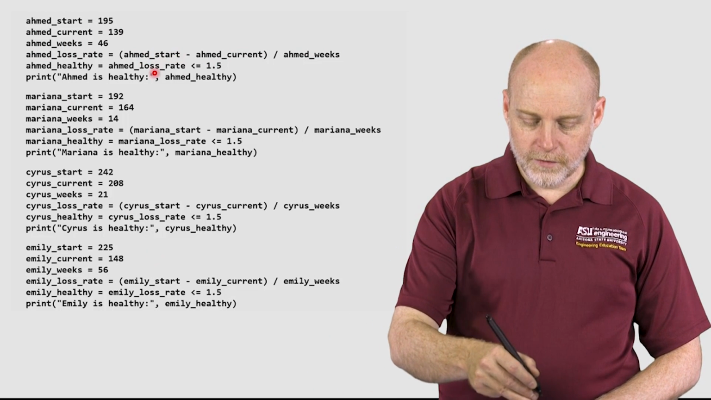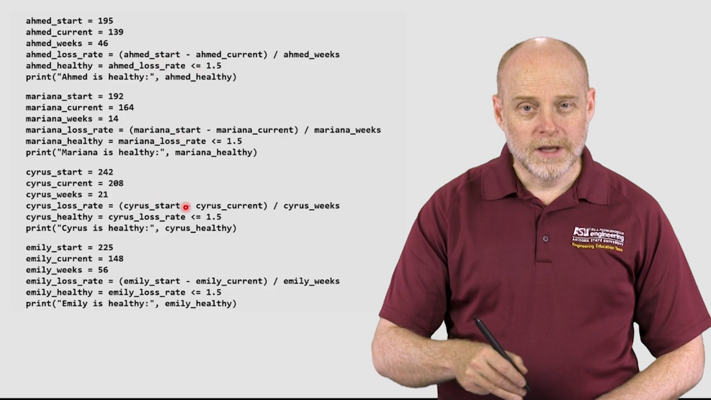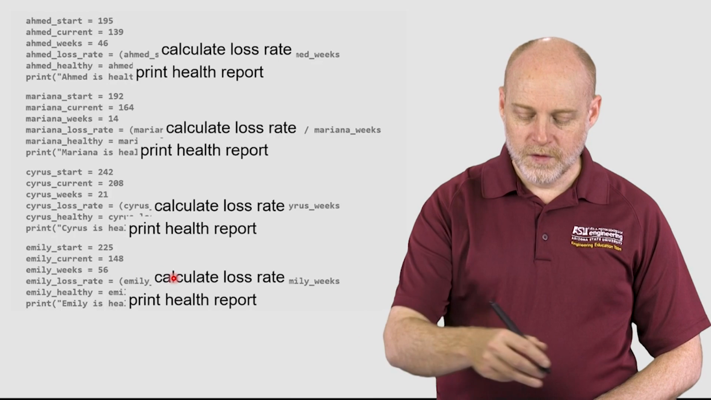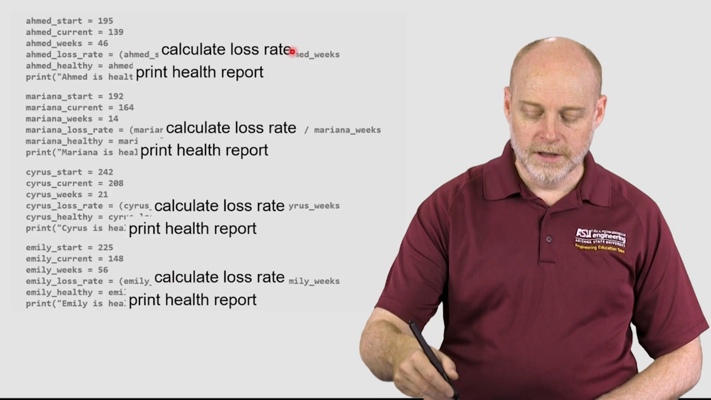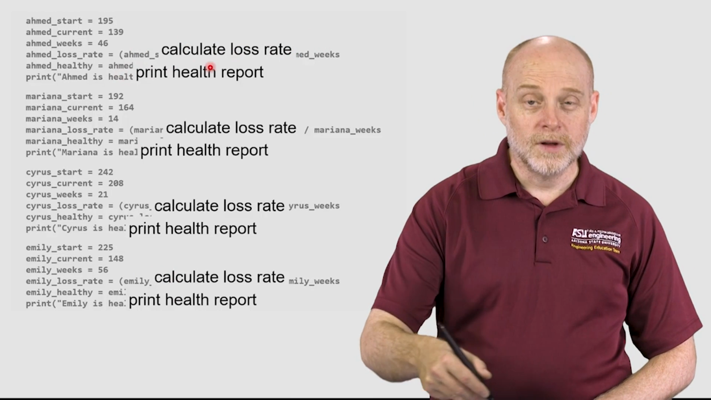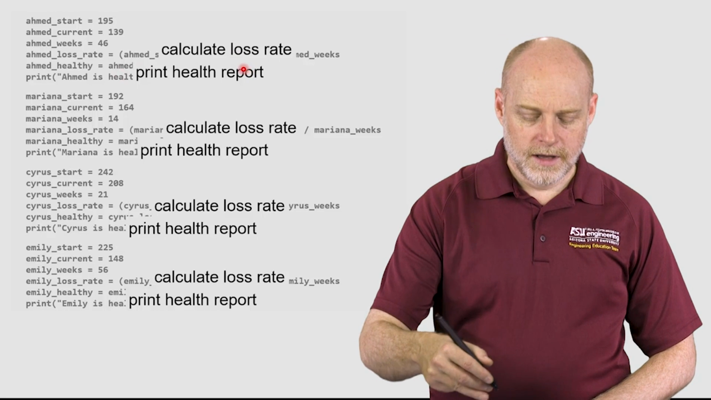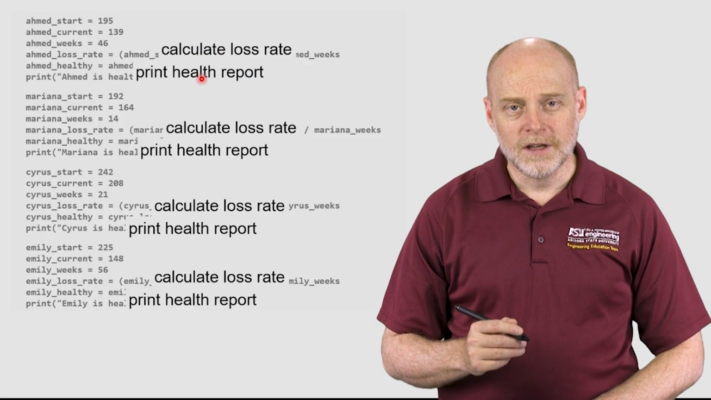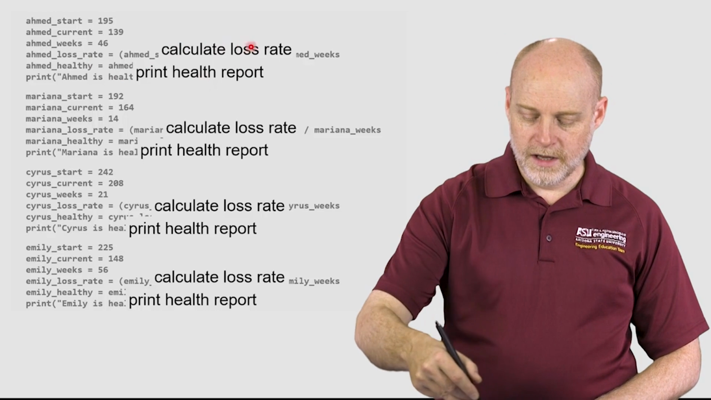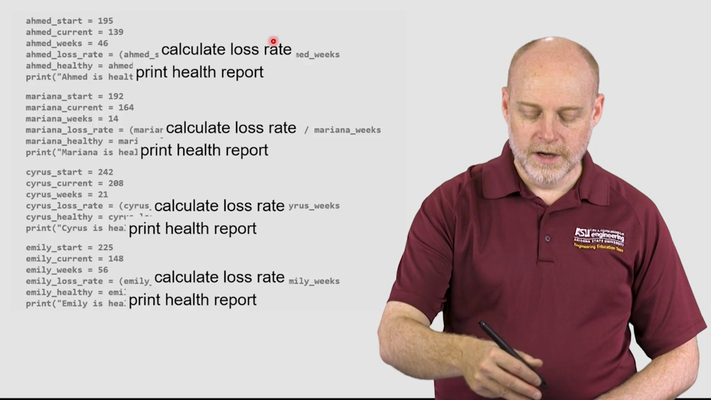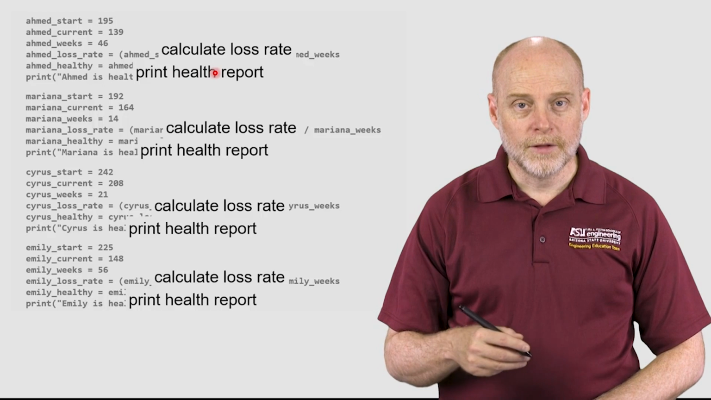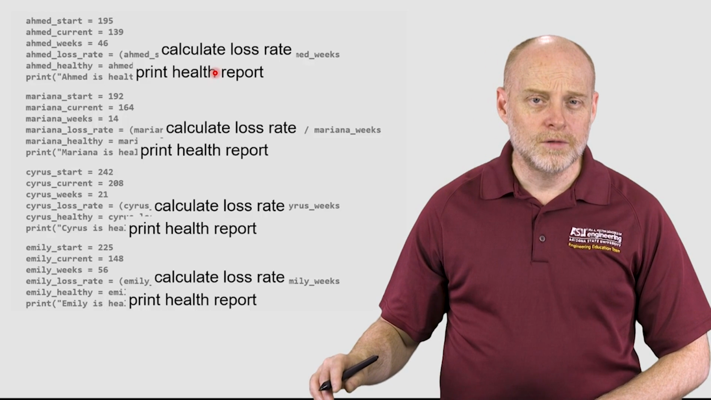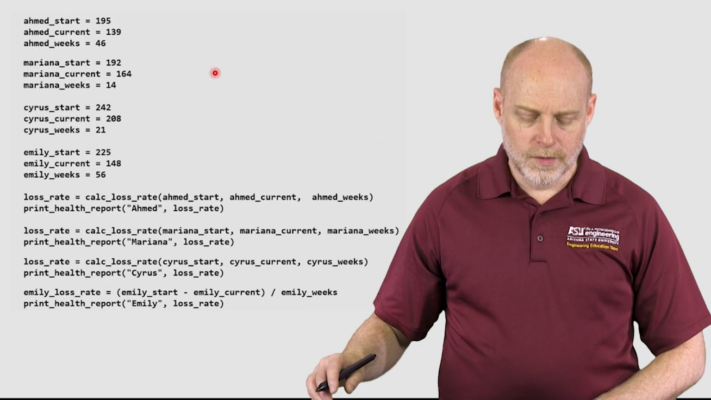Well, we can look for the things that we keep doing and repeating ourselves on. And 2 things that stand out are calculating the loss rate and then printing out a health report. And what we can do is we could create a function for each of these. And we could create a function called calculate loss rate, and we could create a function called print health report. And then we could just call that function whenever we need to do that particular set of operations.